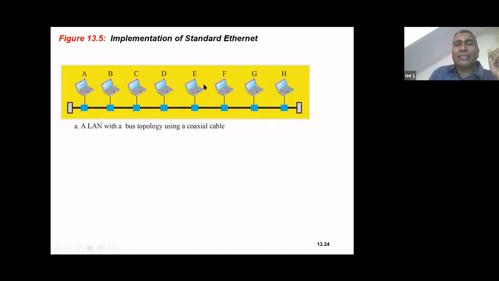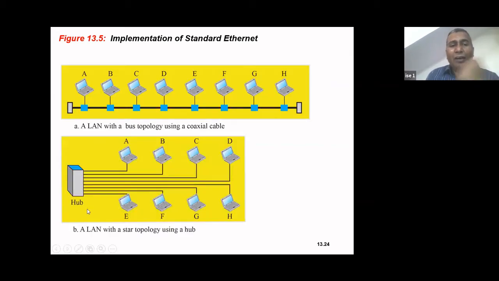Whereas all these other stations will drop the packets, because this particular frame which has been sent by station G is not meant for them. And now here we have this star topology, which is nothing but a hub to which various stations A, B, C, D, E, F, G, H are connected. So suppose station E wants to send data to station D.